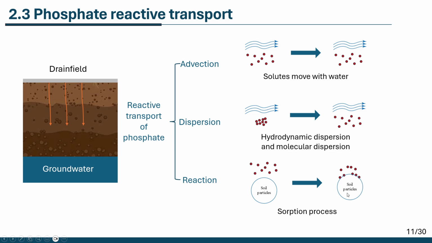Well, neither advection nor dispersion changes the total amount of solute in the water. However, the third process, reaction, does impact the total amount of solute, as shown in this figure. This process is known as phosphate sorption, and we will focus on this.